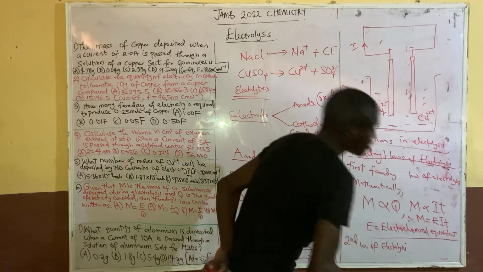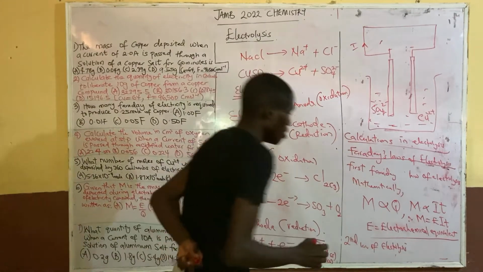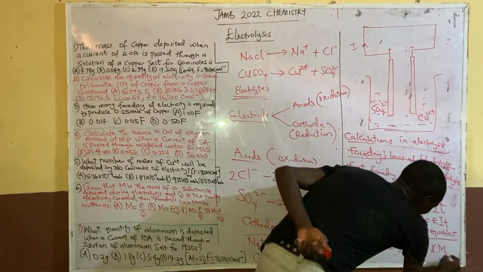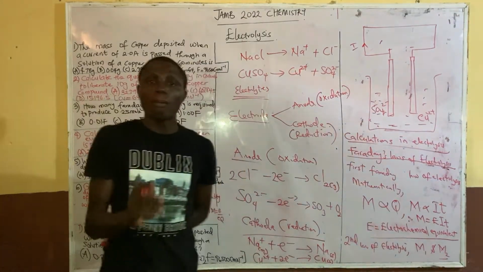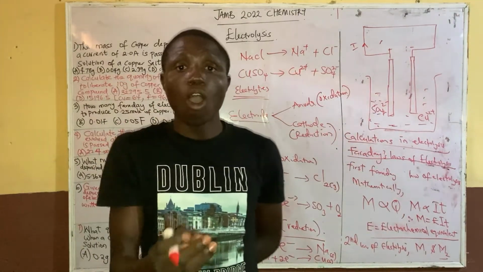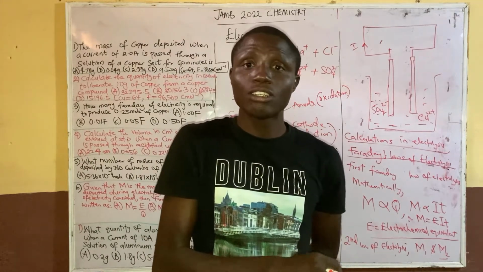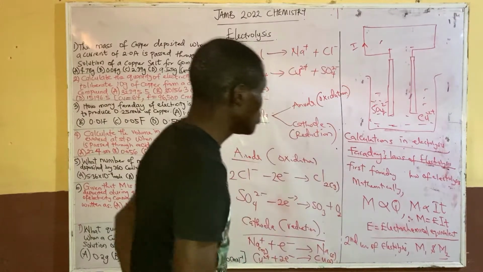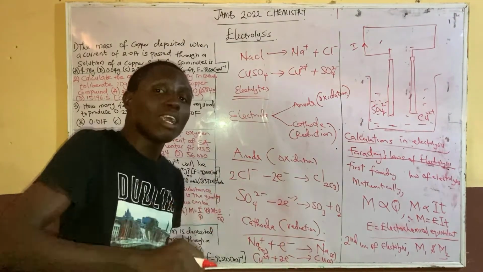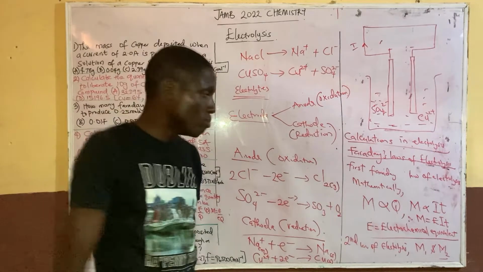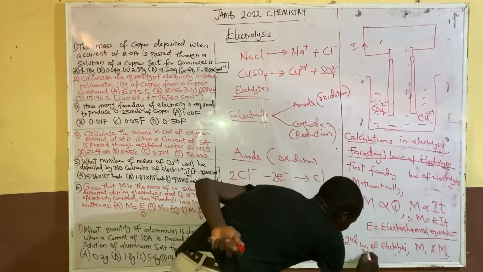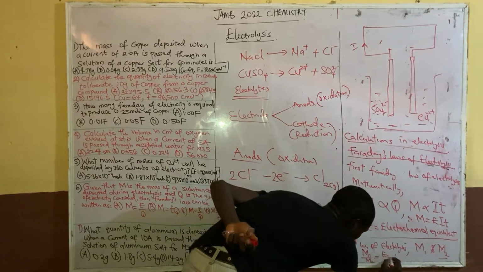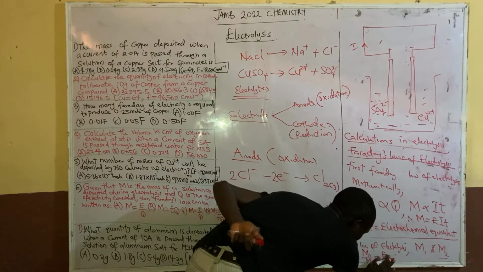It says that if you have different masses, for example, mass M1 and mass M2 of substances that have been dissolved in water as an electrolyte, and the same quantity of current is passed through them, then we say that their masses will be proportional to their chemical equivalents.